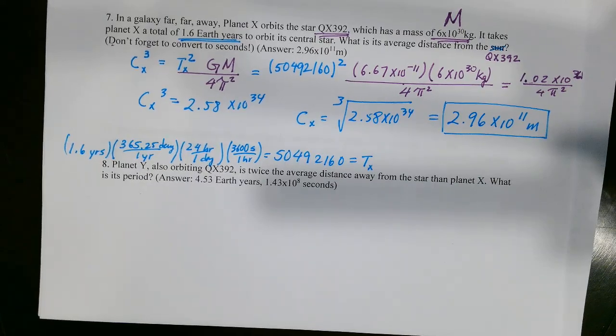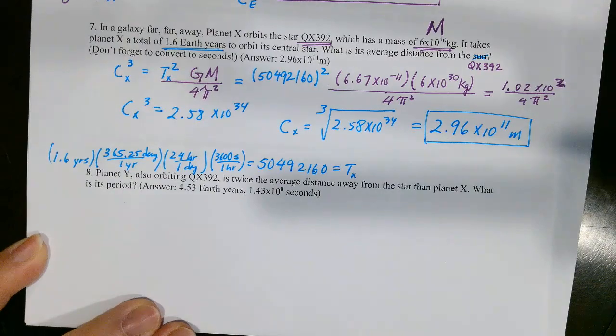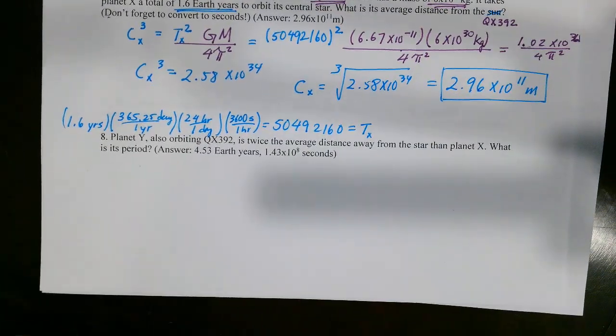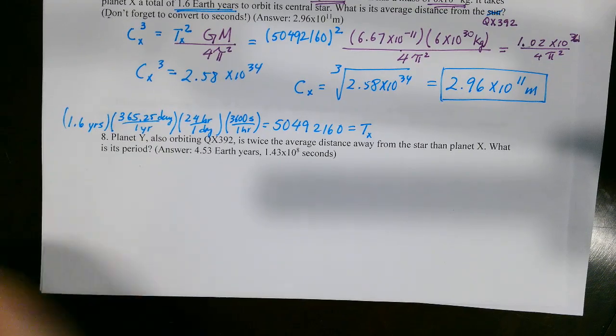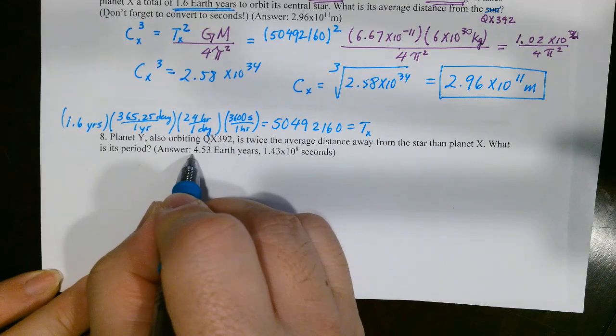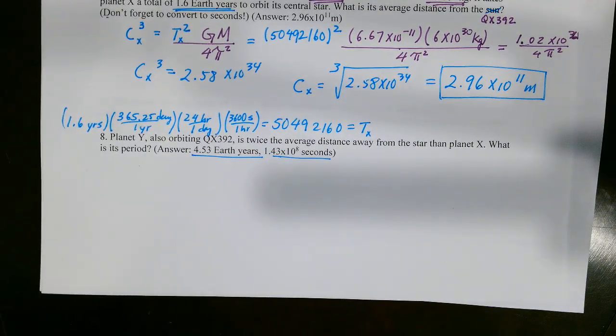All right. Now we can use this information for number 8. So planet Y, also orbiting QX 392, is twice the average distance away from the star than planet X. What is its period? Now, they want this either in Earth years or in seconds. Now, you can choose either one.